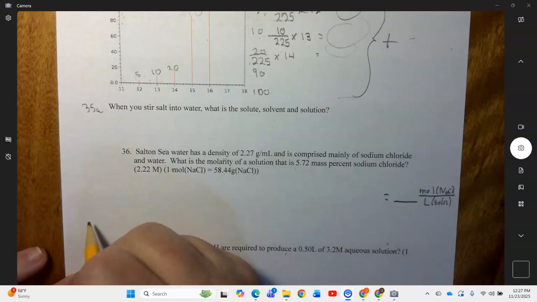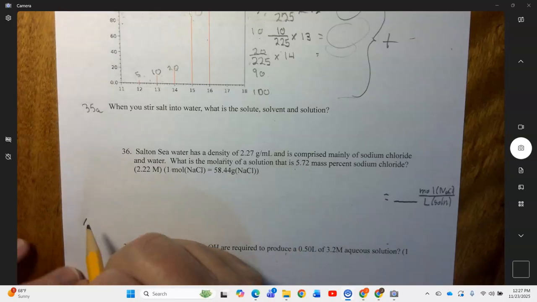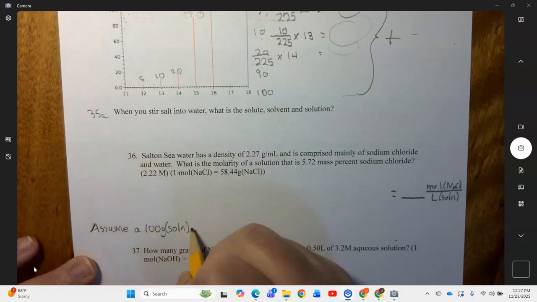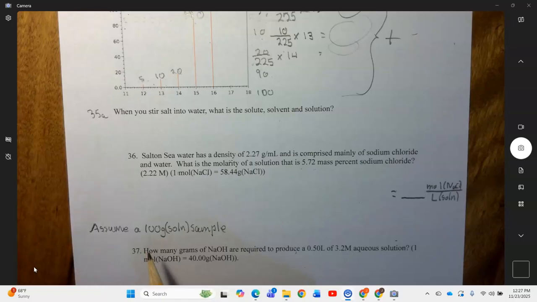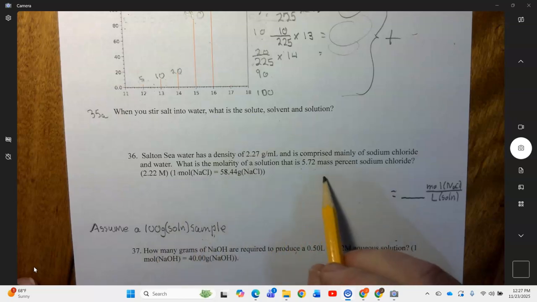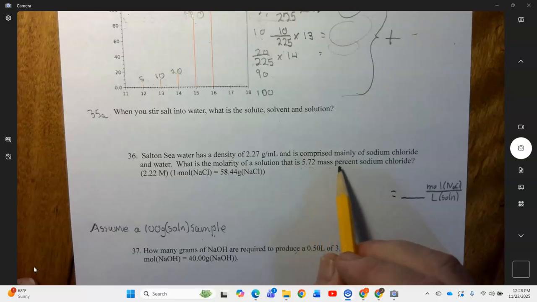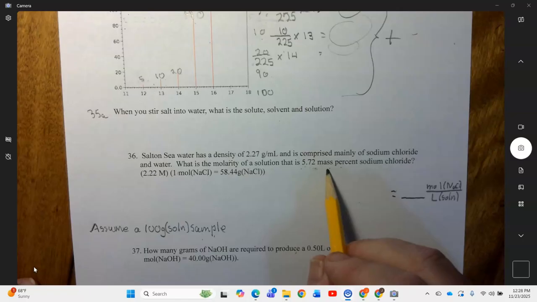All right, so now we have to deal with the mass percent, and we are going to write our assumption that we always write with mass percent. Assume that the solution, you went down to the ocean and you chose exactly 100 grams of solution. So if you have 100 grams of solution, then 5.72 mass percent is going to give you 5.72 grams of NaCl.